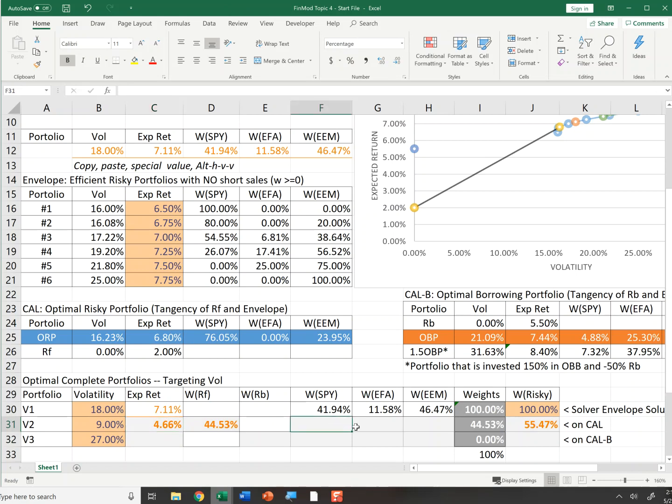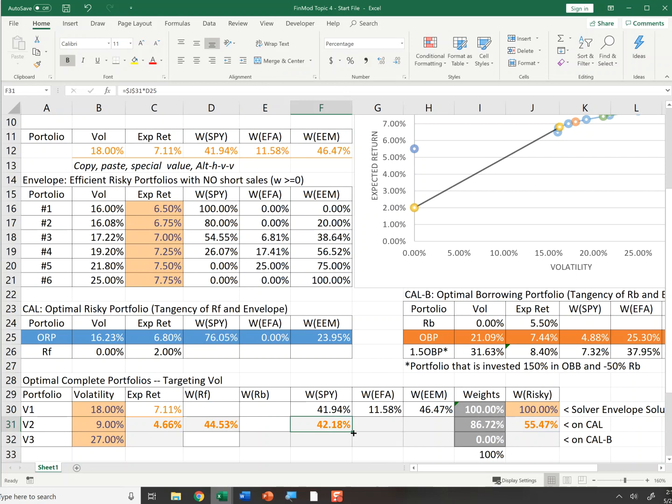Now, how do I actually form that portfolio? Well, if I had $100, I'd put $44.53 in the risk-free asset. Then I'd invest in these 3 assets that are a part of this optimal risky portfolio. How do I do that? I say equals the weight in the risky portfolio, anchor that, times the weight of the SPY in the optimal risky portfolio.